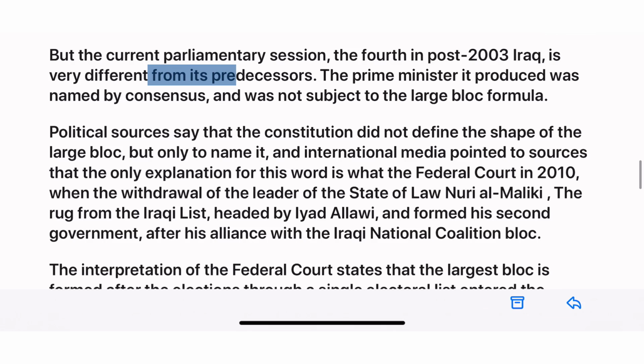But the current parliamentary session, the fourth in post-2003 Iraq, is very different from its predecessors. The prime minister it produced was named by consensus, and was not subject to the large bloc formula. Political sources say that the constitution did not define the shape of the large bloc, but only named it, and international media pointed to sources that the only explanation for this term is what the federal court ruled in 2010, when Nouri al-Maliki, leader of State of Law, pulled the rug from the Iraqi list headed by Ayad Allawi, and formed his second government after his alliance with the Iraqi National Coalition bloc.